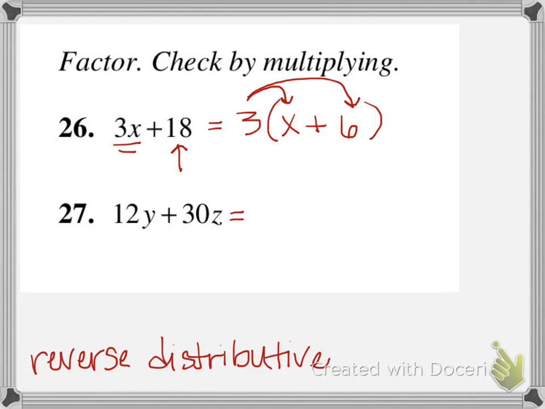So what do 12 and 30 have in common? Well, let's see here. 6, I believe, is the largest one that goes into both. So if we factor out a 6, 6 times what is 12y? Well, that would be 2y. And 6 times what is 30z? Well, that would be 5z. So that's my factored form. Again, it's just a reverse distributive.